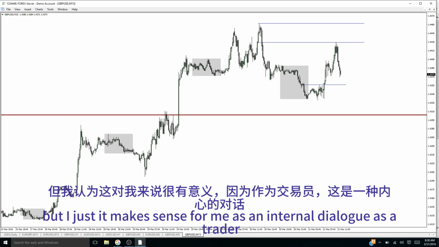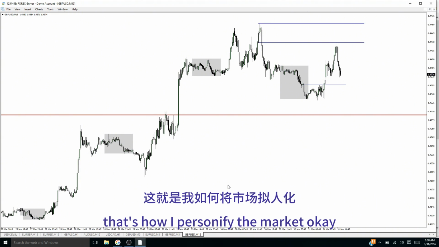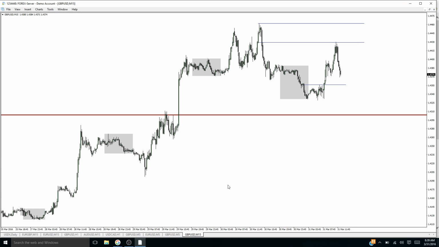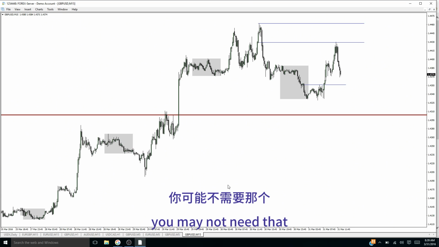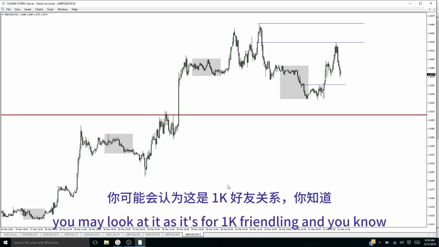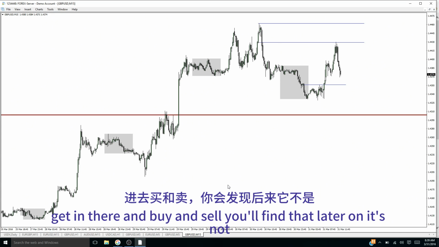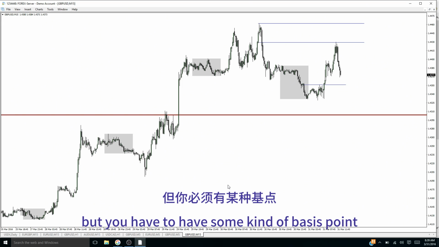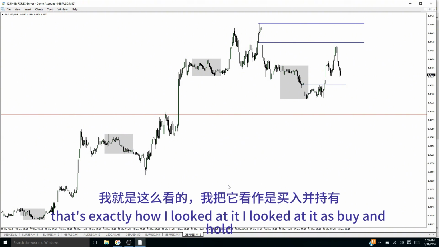But it makes sense for me as an internal dialogue as a trader. That's how I personify the market. You may not need that. You may look at it as 401k friendly, and get in there and buy and sell. You'll find out later on it's not, but you have to have some kind of basis point. When I first started trading, that's exactly how I looked at it.